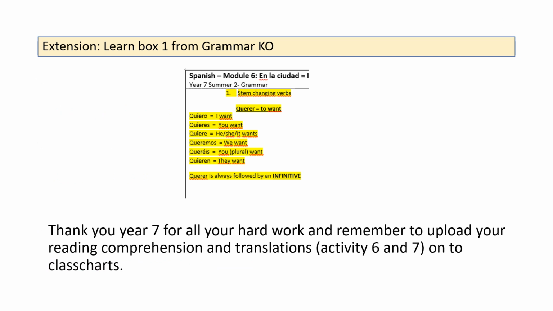So if you have any time left over for this lesson, Year 7, please can you learn box 1 from your Grammar Knowledge Organiser, which is learning the verb querer that we have looked at today.